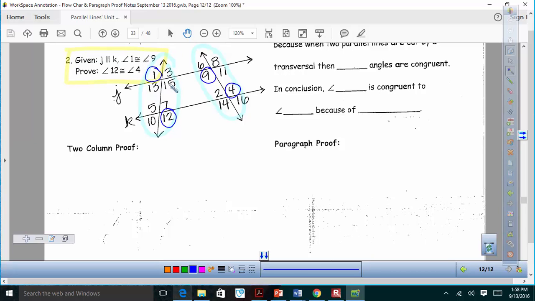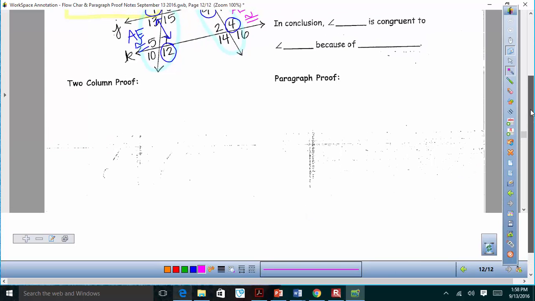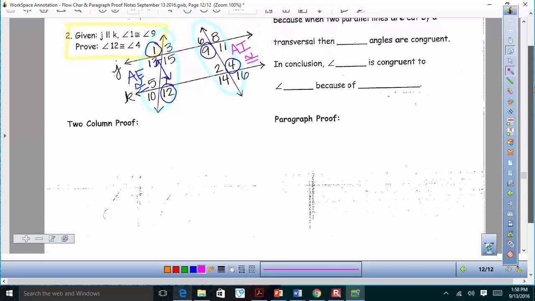So Amelia, tell me what the relationship here is, 1 and 12. They are alternate exterior, which means they're congruent. Good. Okay, Rachel B. What about 9 and 4? Alternate interior, so that means this is congruent. Okay, so that's what we need to solve. So I won't make you do the T-chart. We'll just go ahead and write our proof. Okay?